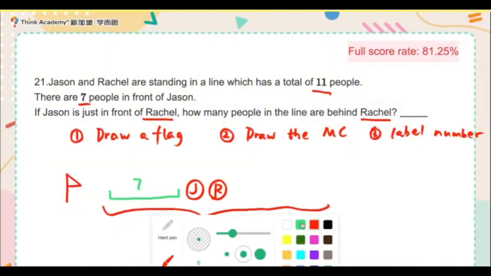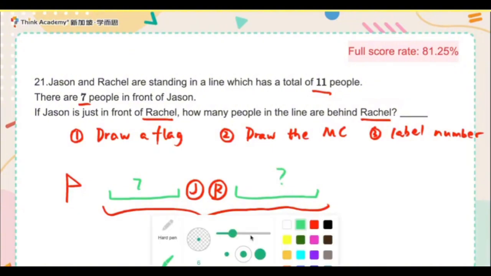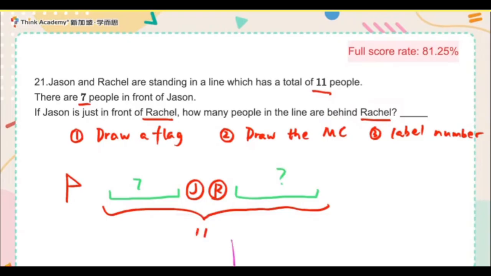So this time, what we're going to calculate is how many people in the line are behind Rachel. So how about this part? What is this? Then how can we write the equation to write it down? Okay, everyone write the equation on your book, on your paper. Okay, so this time we can see in total there are 11 persons, right? And then in front of Jason there are 7 persons. So Teacher Jane feels like, oh, my answer is 4. Am I correct?